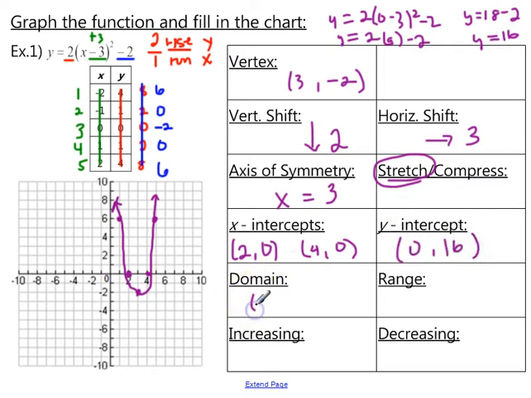Our domain is negative infinity to positive infinity, and our range goes from negative 2 to positive infinity. It is increasing from 5 to positive infinity, and our parabola is decreasing from negative infinity to 5.